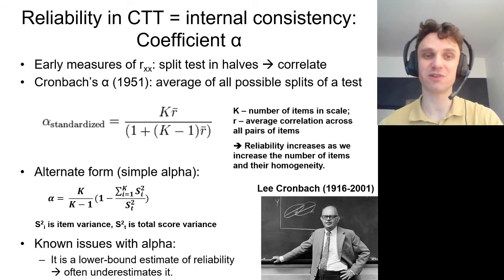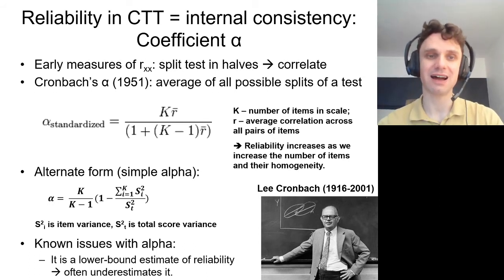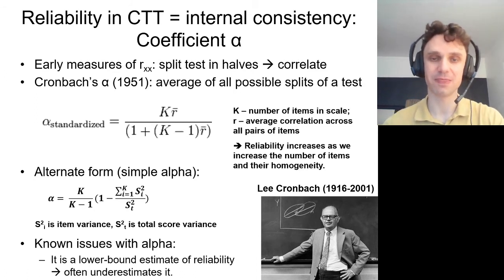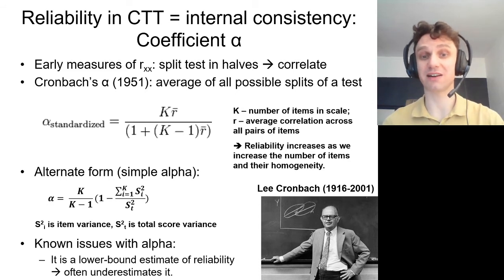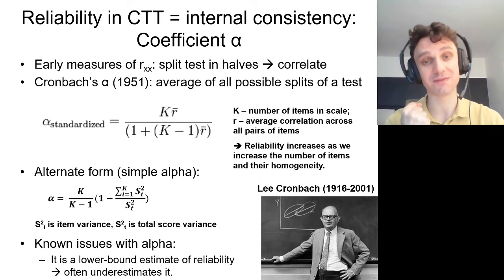There are two different formulae that you can use, but they are absolutely equivalent. The difference between the results is usually 0.001. It's very, very small. The first formula is easier to understand, alpha standardized. It depends on two things: K, the number of items in the scale, and R, the average correlation across all pairs of items. So if you want to increase your reliability, you either need to make more questions in your scale, or you need to make those questions more similar, so that the average correlation is higher.